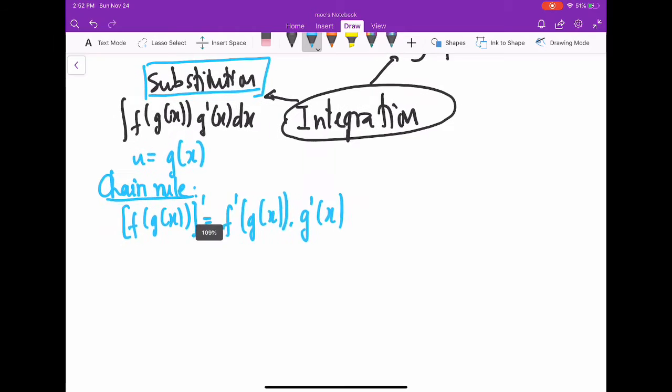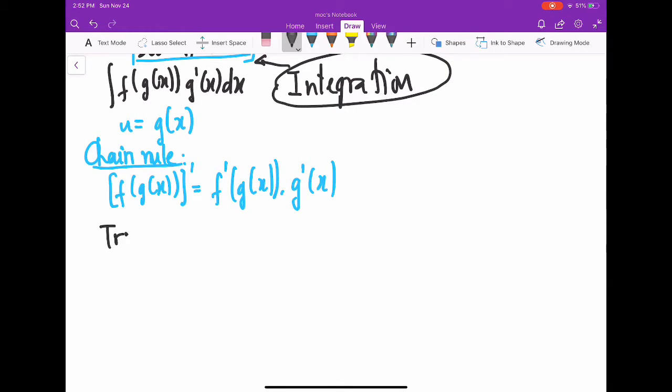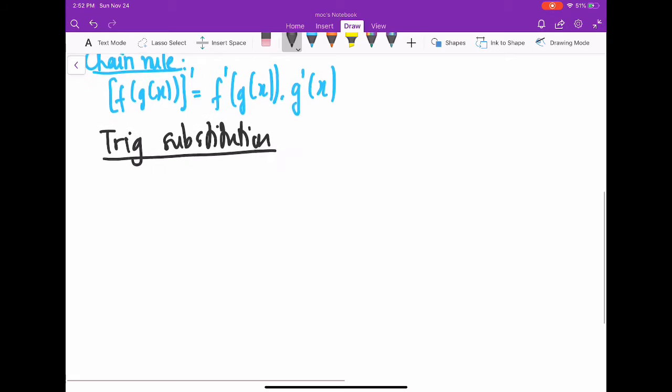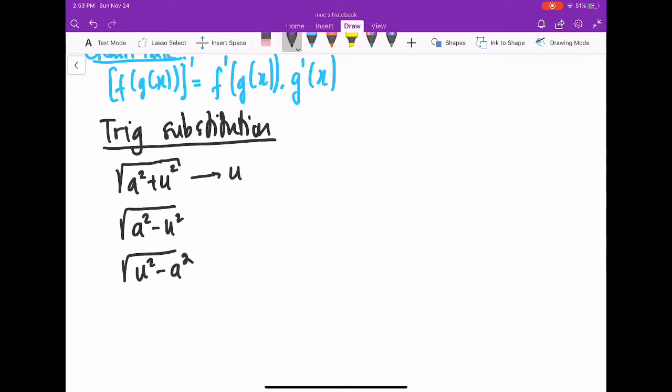Okay, the most difficult in this topic is trig substitution. We know three forms of this. The first form is a squared plus u squared. The second form is a squared minus u squared, and the third form is u squared minus a squared. For the first form, you would use u equal to tangent of theta, and for the second, you use u equal to sine of theta or cosine of theta. For the third, you would use u equal to secant of theta.